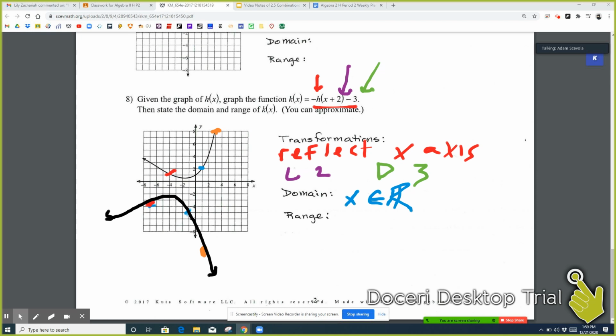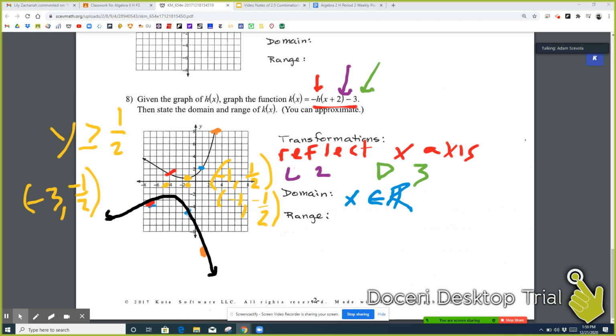Now the range of the original graph looks like it has a minimum. It's hard to get exactly, but if we estimate this point here at -1, 1/2, our original range was y is greater than or equal to 1/2. But then that gets transformed by reflecting this point over the x-axis. So it's at -1, -1/2. And then it moves to the left 2, so right here. Now that point's at -3, -1/2.